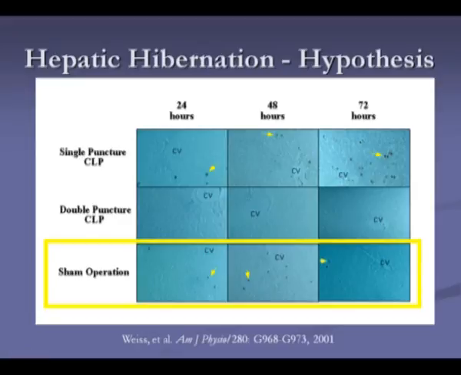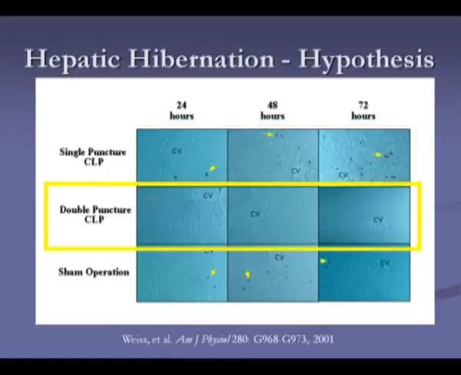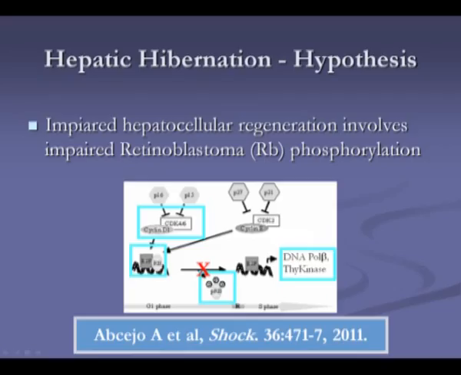Regeneration. This again is looking at regeneration using bromouridine. What you can see here is that in sham operation, the yellow arrows indicate areas where the bromouridine is binding. But when you look at mild CLP, again a lot, but severe sepsis, double puncture CLP, there's virtually no regeneration. And we've done some work that indicates that this involves a failure to activate cyclin D1.